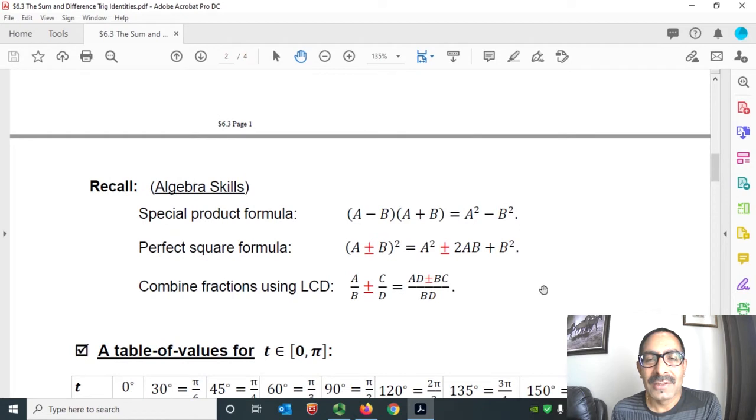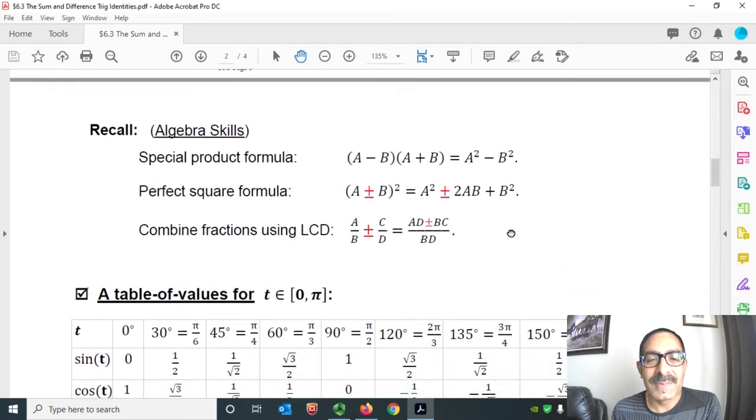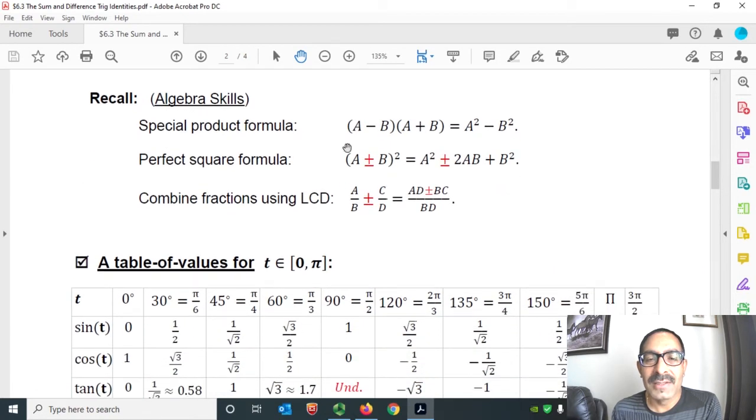Quick recall of the algebraic skill, the special product formula.